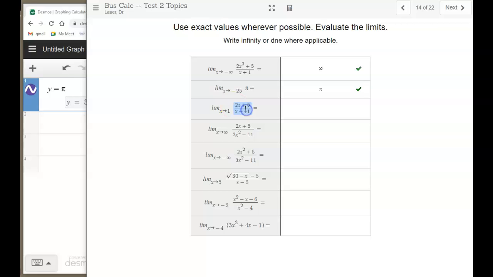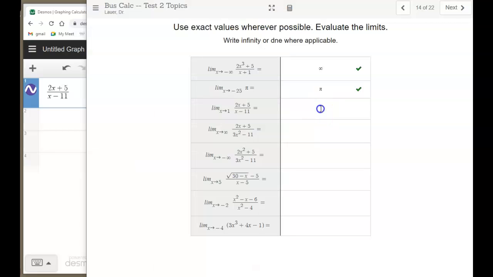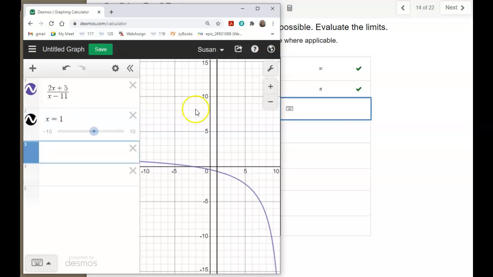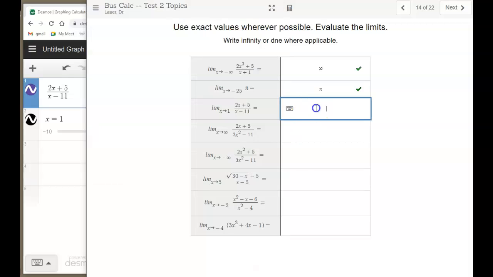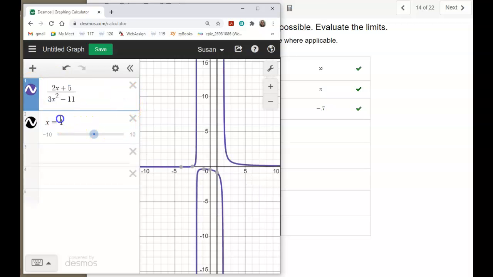The next one, I want to know what's happening as x goes to 1. So x equals 1. And I can see that the graph right here gives me a negative 0.7. For the infinite limits, I'll do one of these and then I'll let you continue with the rest. Control C. For the infinite limits, Control V.